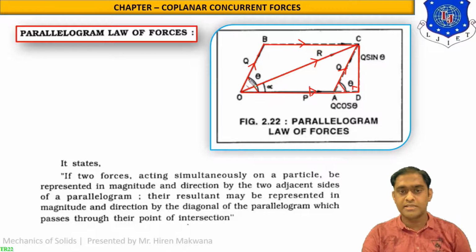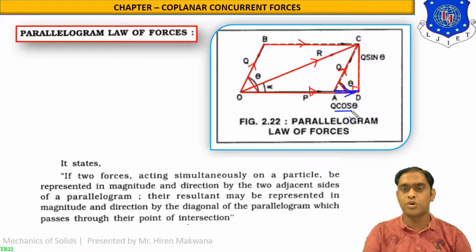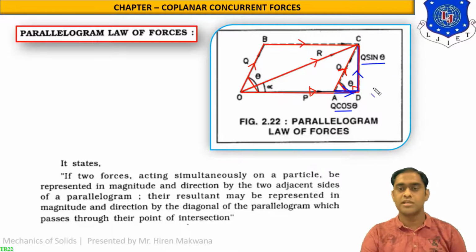Okay, so this theta and this theta both are corresponding angles. So with the help of the corresponding angle phenomenon, these angles are theta. Now this is force Q which is inclined at an angle theta with horizontal. So you can remember from the geometry that line AD, you can see from the figure, will be the horizontal component which is represented by Q cos theta, and line CD will be the vertical component which is represented by Q sin theta. So Q cos theta and Q sin theta are the two components of the force Q.